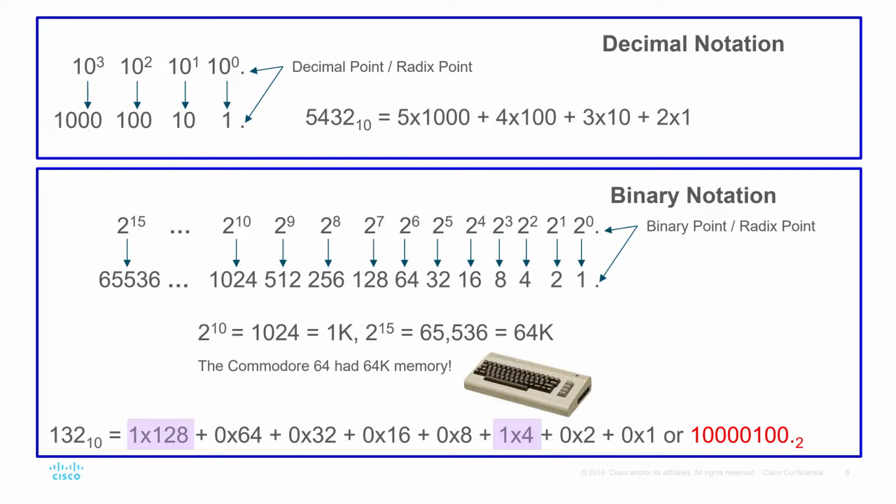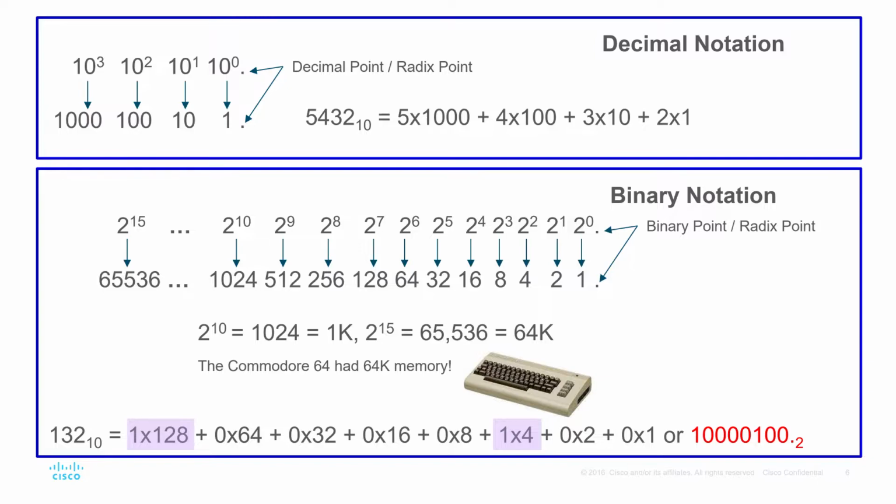If we continue on, 2 to the 15th is 65,536. 2 to the 10th, or 1024, is equal to 1K. In networking, as in computer systems, 1K is not 1000. It is 1024. 2 to the 15th, 65,536, is therefore equal to 64K. The Commodore 64 computer was named 64 because it has 64K of memory.